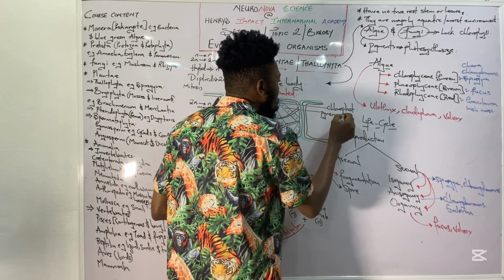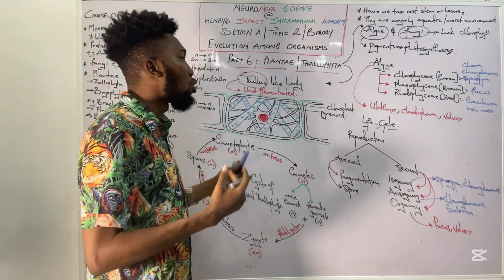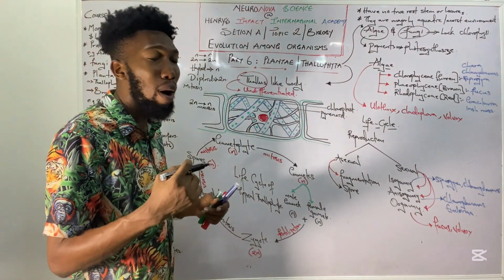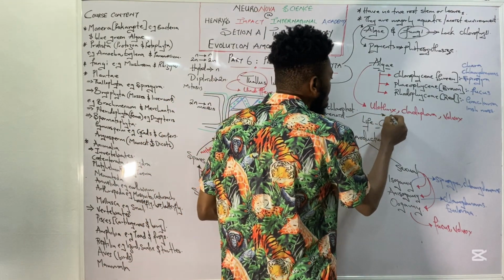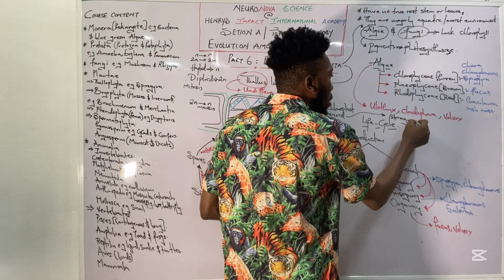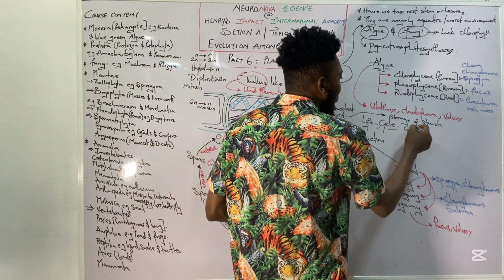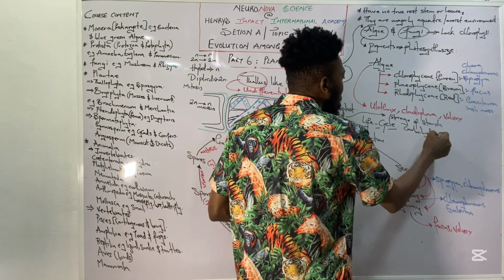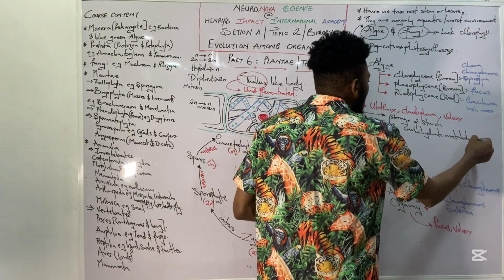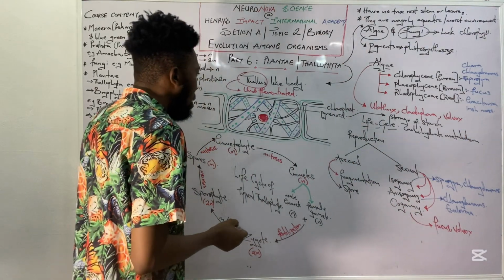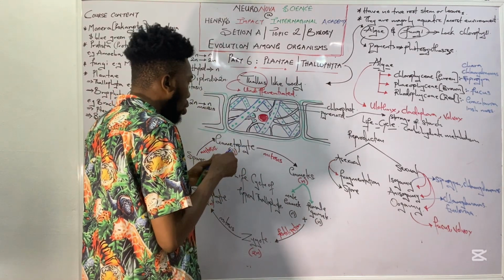Pyrenoid. So we know chloroplast contains chlorophyll for synthesis, but the pyrenoid is for storage of starch and for carbohydrate metabolism. Very important. Let me write that here. It is for storage of starch, and sometimes in JAMB we use the word carbohydrate metabolism.